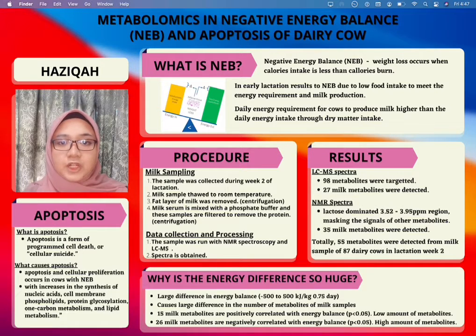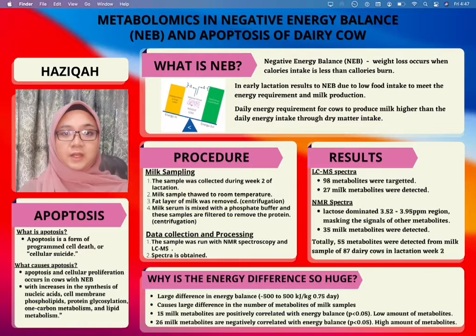When there is insufficient energy, the metabolic system will use up fats, proteins, as well as cellular components to generate energy. This causes cell death in cows and releases the cellular content into the milk.